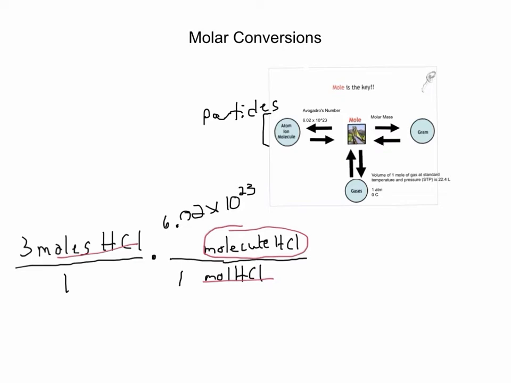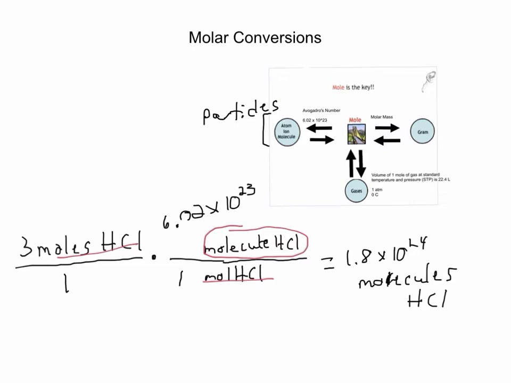So we solve this, and we end up with 1.8 times 10 to the 24th molecules of HCl. So again, we have the given over 1, old unit on the bottom, new unit on top. There are 6.02 times 10 to the 23rd particles, whether it's atoms, molecules, or ions, in 1 mole of that substance. Multiply across the top, multiply across the bottom, and divide.